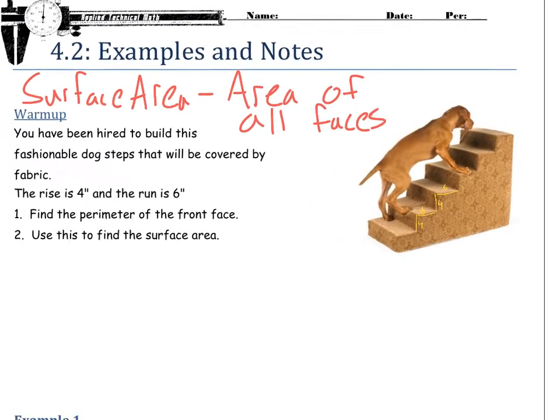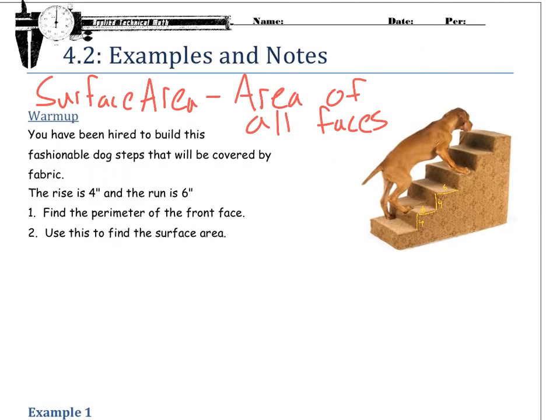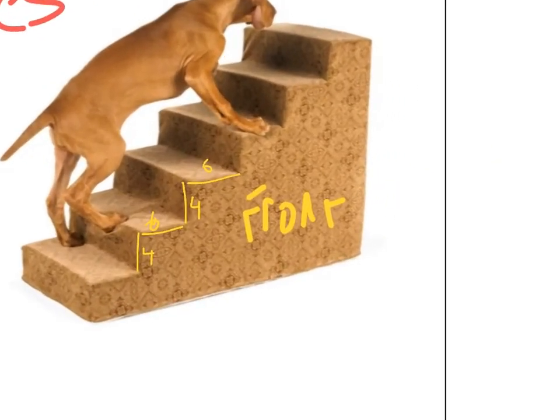First question, what's the perimeter of the front face? We'll call this the front here. So what's the perimeter of that? Because that's going to be a useful number to us. Well, we've got a bunch of 4s and 6s. And let's see, how many 4s do we have? We have 1, 2, 3, 4, 5, 6 rises. So we have 6 times 4.